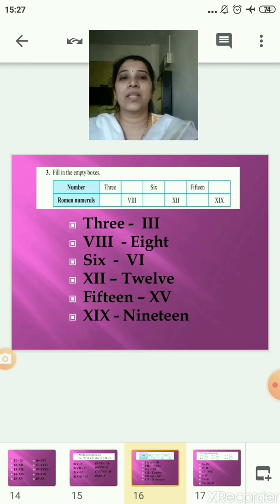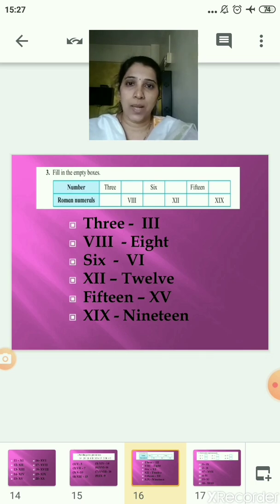Next, they have given the number 6. For the number 6, you will write it as V and then capital letter I. Then they have given the Roman numeral 12. That is X and 2 times I. So that X stands for 10 and 2I stands for 2. So 10 plus 2 is 12.